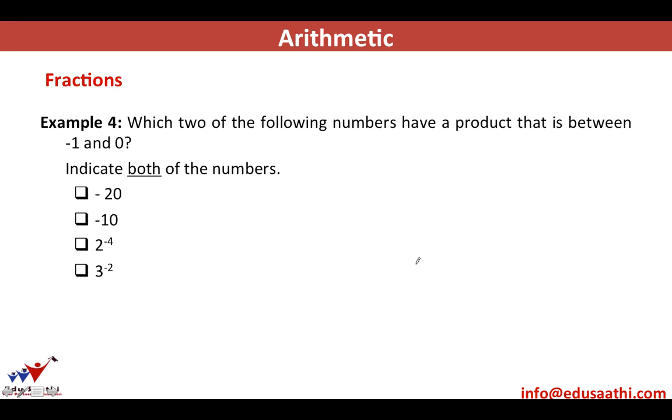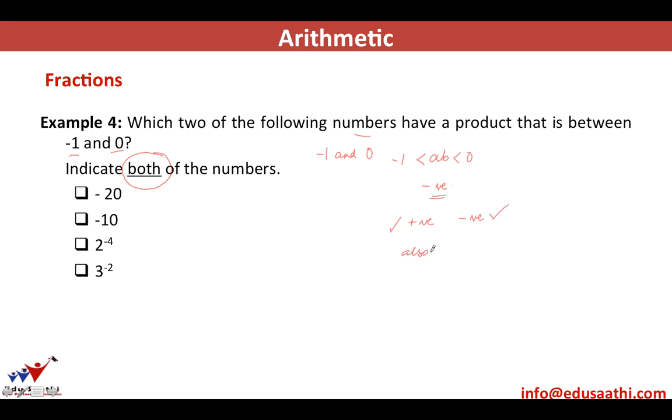Let's look at an example related to fractions. Which of the following numbers have a product that is between minus 1 and 0? Indicate both the numbers. I have to mark both the numbers. Now look at it. Between minus 1 and 0, the product of A and B should be between 0 and minus 1. That means the product would be a negative thing. A negative product I can only get if one is positive and another is negative. So one number has to be positive and one number has to be negative.